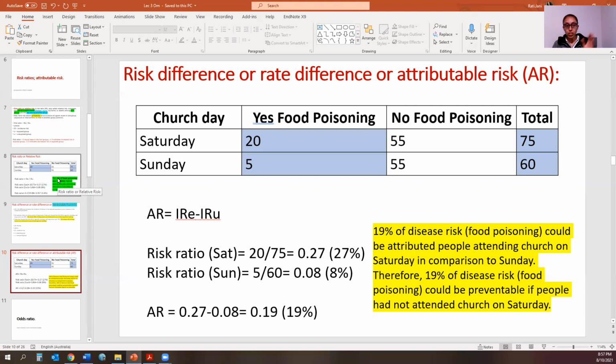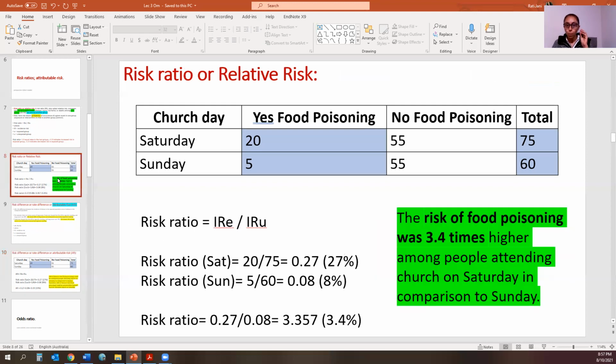So just quickly summarizing, both of these indicators are quite similar in nature. Why? Because they are comparing two groups, one which has the health outcome versus one which does not. Risk ratio is relatively easier, where you're just comparing two groups with the health outcome versus not. And generally, how you report the results is in times: food poisoning is 3.4 times higher among people who attended church on Saturday in comparison to Sunday.